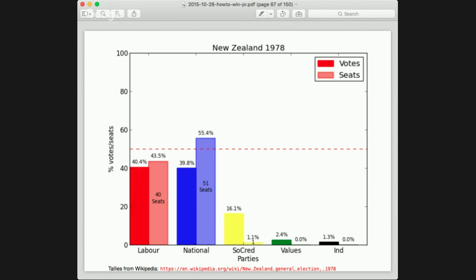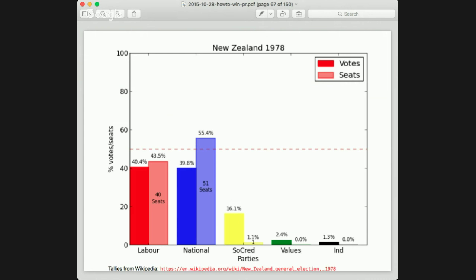So, 1978, they have an election. And what was this result? Wrong way winner, right? So what happened is that Labour got ripped off. They got more of the vote by about 1%. They lost the seats. Also, you know who else got ripped off? These guys, the social credits. They have social credits in New Zealand too, apparently. They had 16% of the vote, 1% of the seats. So that made people mad.